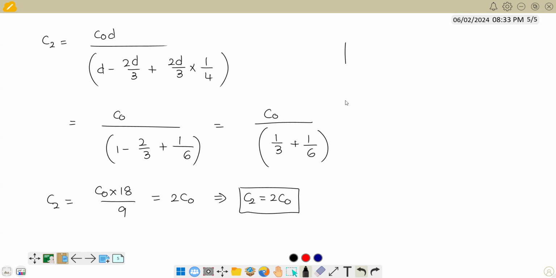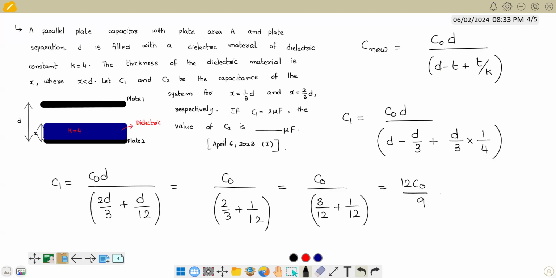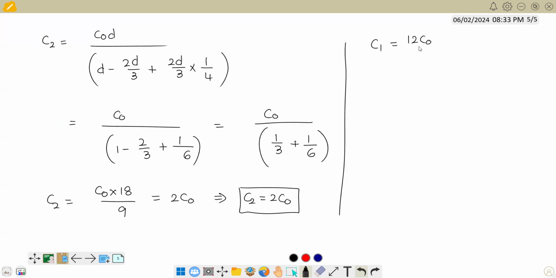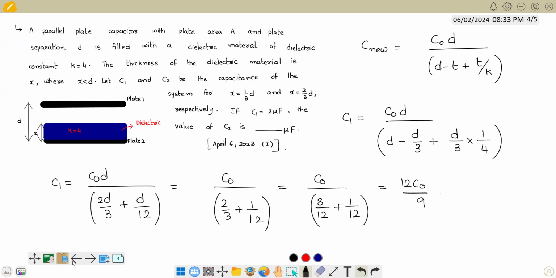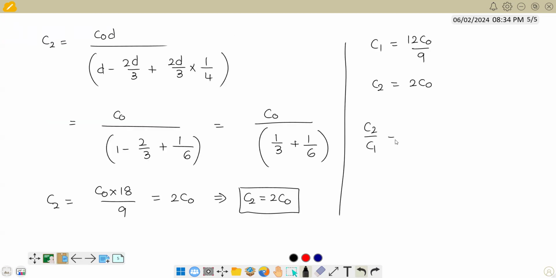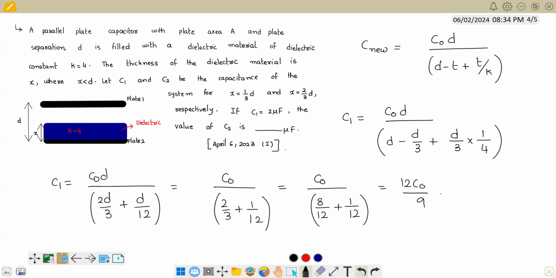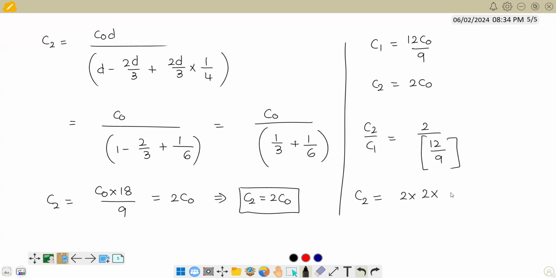So we got C2 as 2 C naught and C1 as 12 C naught by 9. If I try to find the ratio, C2 by C1 equals 2 by 12 by 9. C1 value is given as 2 microfarad. So we get C2 equals 2 into 2 into 9 divided by 12. 4 3s are 12, so 3 times. Finally, we get C2 equal to 3 microfarad.